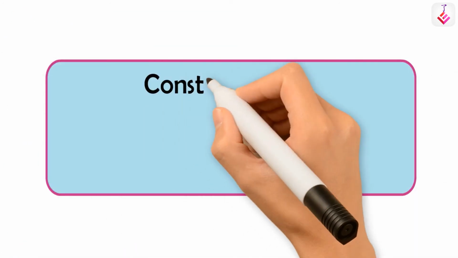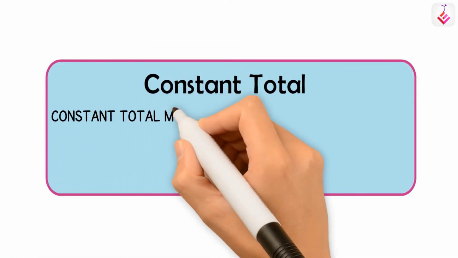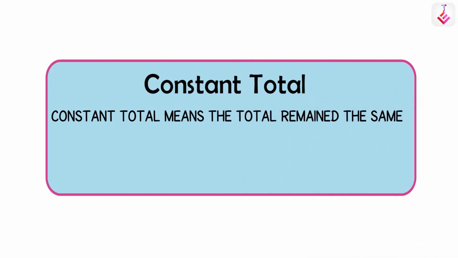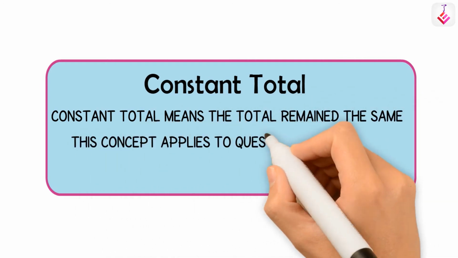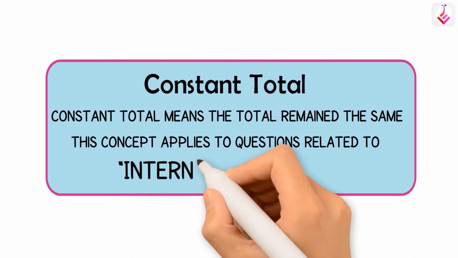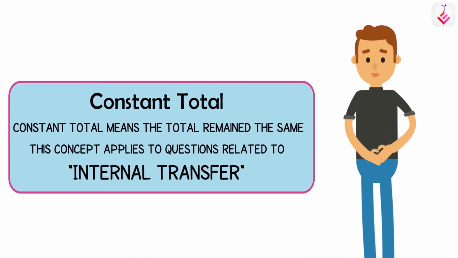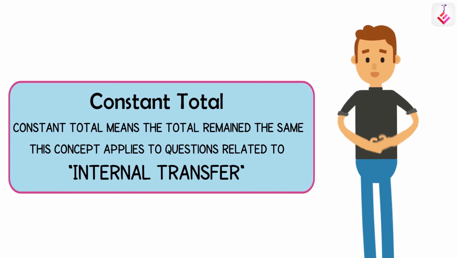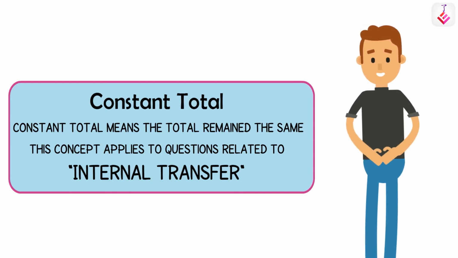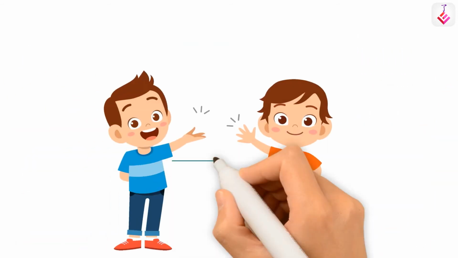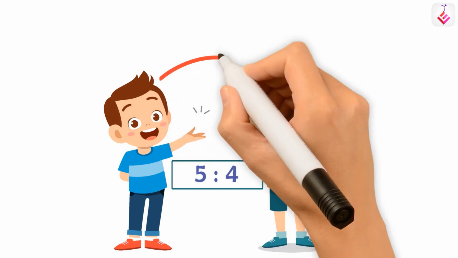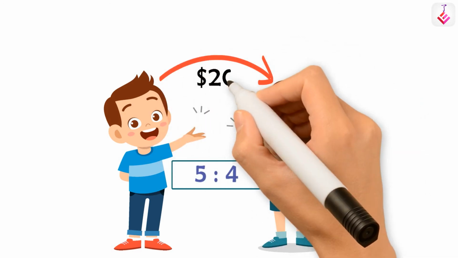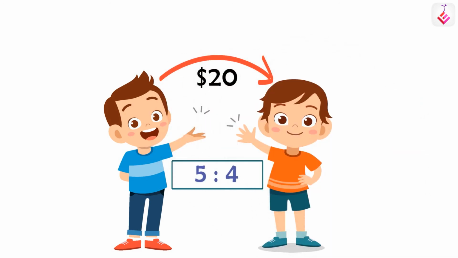Constant total. Constant total means the total remained the same. Usually, this concept applies to questions related to internal transfer. If A transfers an amount to B, A will decrease, while B will increase by the same amount. So, the total will stay the same. Let me show you an example. Ollie and Billy have money in the ratio of 5:4. After Ollie gave Billy $20, they had an equal amount of money. How much money does Billy have in the end?